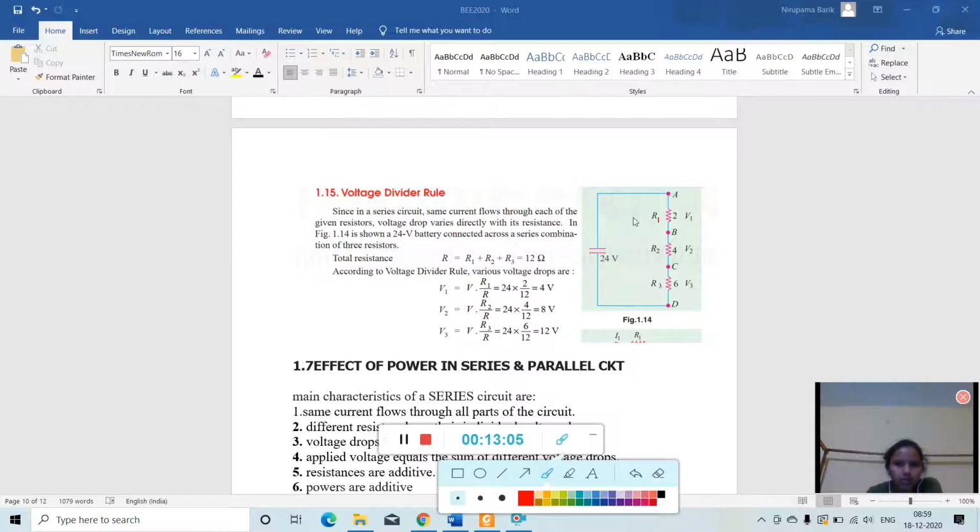Since in a series circuit the same current flows through each of the given resistors, the voltage drop varies directly with its resistance. Okay, so here the same current flows in all the resistances. Let the current be I. So we can write that here the drop is I into R1, here the drop is I into R2, here the drop is I into R3.